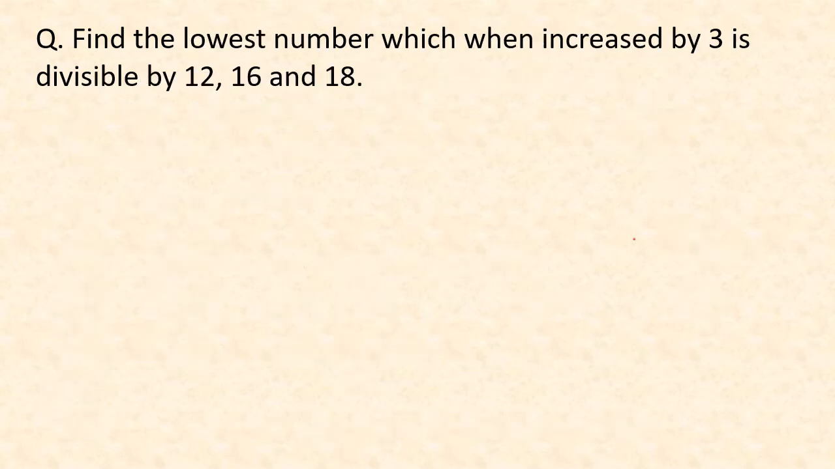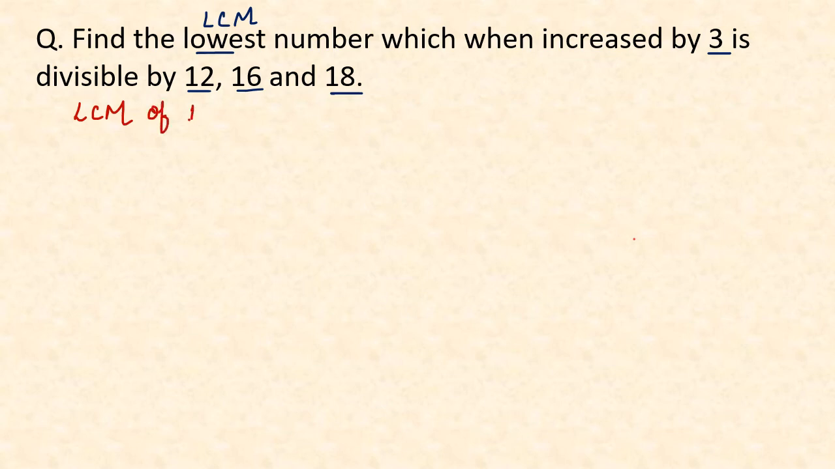Next question is, find the lowest number which when increased by 3 is divisible by 12, 16 and 18. So the lowest number which is divisible by the given 3 numbers is their LCM. We will take this 3 at the last. We are first considering the lowest number which is divisible by 12, 16 and 18. So that lowest number is the LCM of 12, 16 and 18. So let us first find out the LCM of 12, 16 and 18.